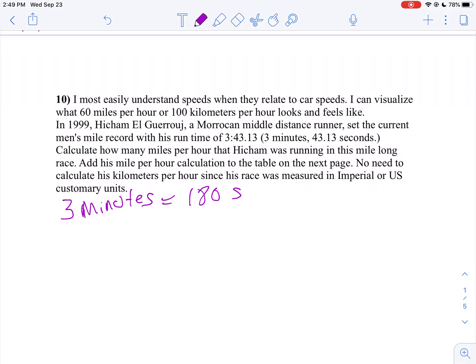We're going to add 43.13 seconds onto that. So in other words, he went 1 mile in, what's 180 plus 43? It will be 223.13 seconds. Well, we have miles per second. We want miles per hour. So we need to change the seconds to hours.